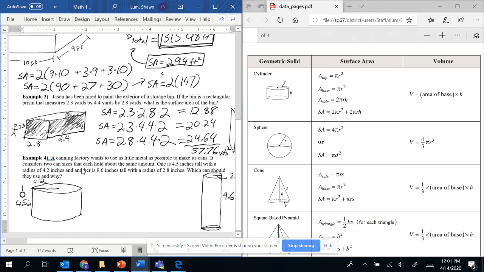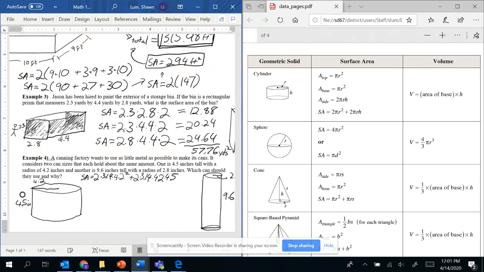So surface area equals 2 pi r squared. So 2 times 3.14 times r squared, 4.2 squared. Forgot my little times table. Plus 2 pi r h. So 2 times 3.14 times r, 4.2, times h, 4.5.